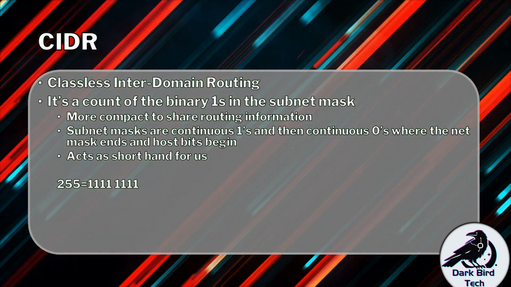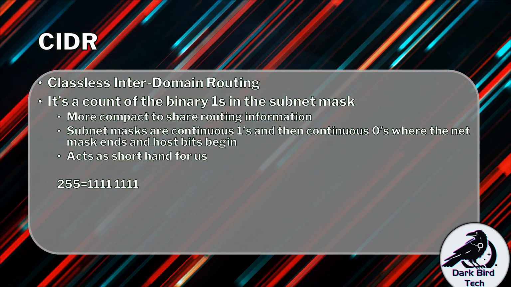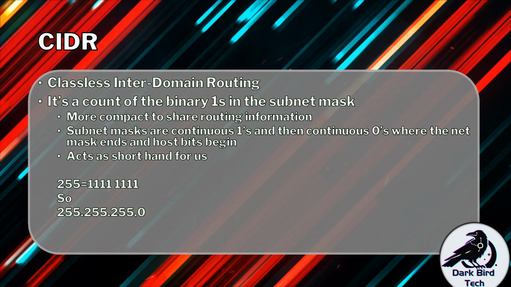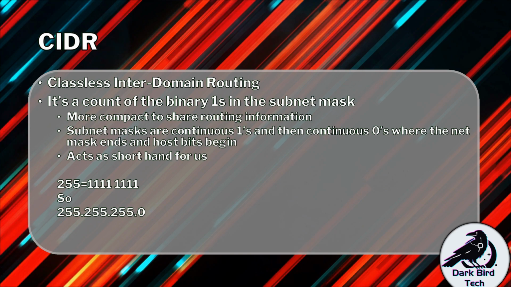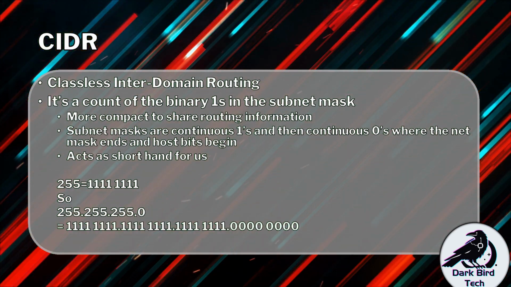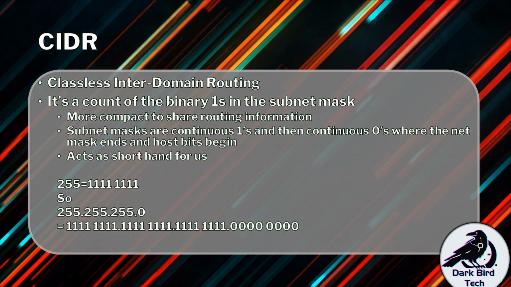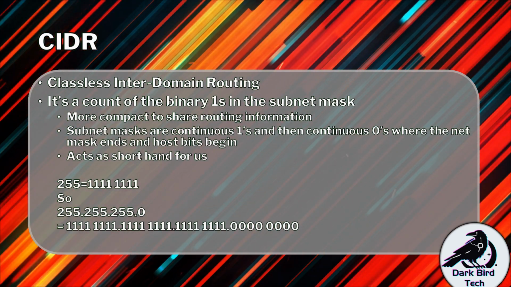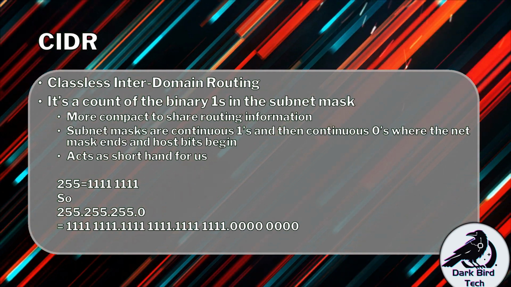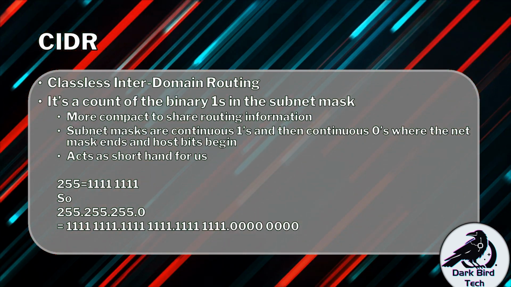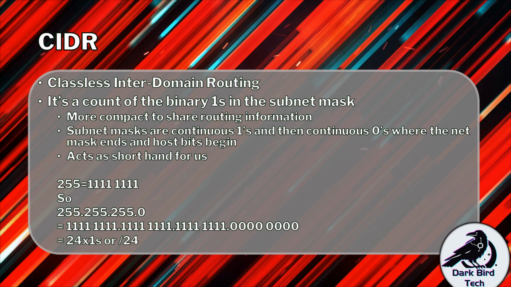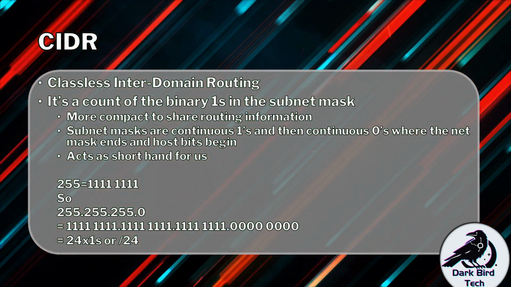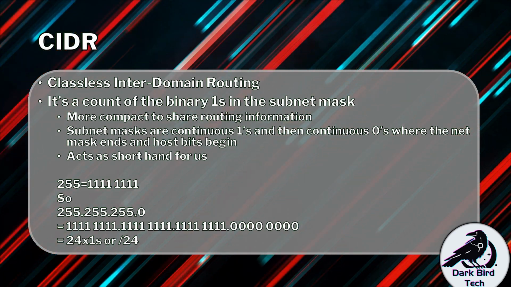We already know that 255 is 8 binary ones. So if we take a classful subnet mask of 255.255.255.0 and write that out again in binary, we get 8 binary ones in the first octet, another 8 binary ones in the second, another 8 binary ones in the third octet, and none in the fourth. So that is 8, 16, 24 binary ones. Or in CIDR notation as we write it, we usually express it as /24 right after the IP address or network address.